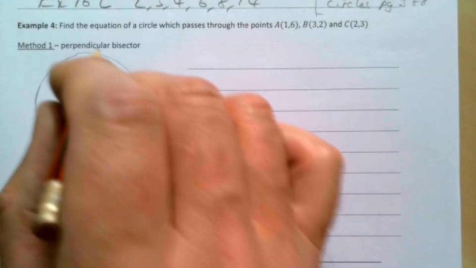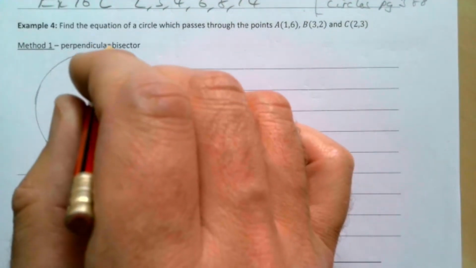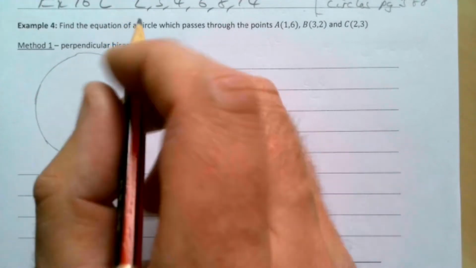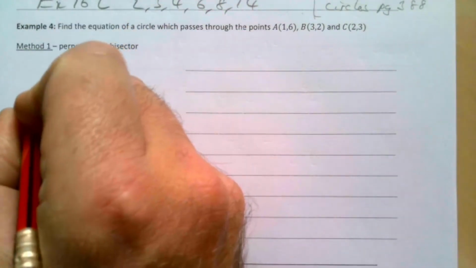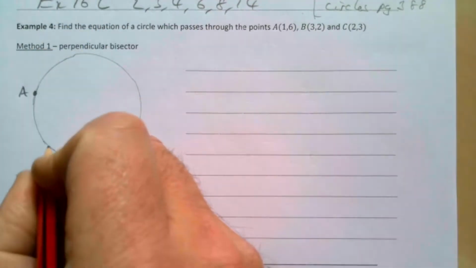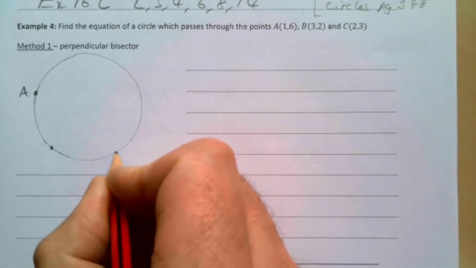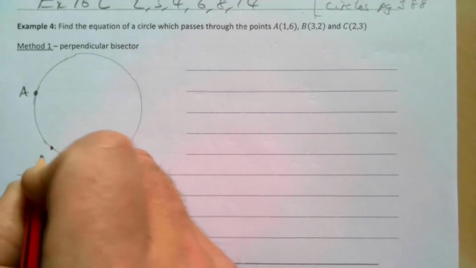There's two methods for doing this. So this is method 1, perpendicular bisector. Now, this is a wee bit laborious, but we'll see how we're going. So these 3 points are on the circle. Let's pretend this is point A, this is point B, and this is point C.